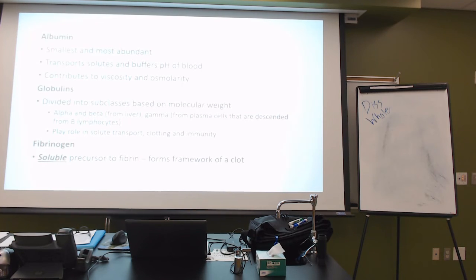Albumins, like I said, are the protein that are in the highest amount. They are small, not very large. They're very important because they are in such a high number. One of the things that they will affect is the osmolarity, meaning the water balance, the movement of that water, which would then affect viscosity. Because the more water in the blood, the easier it flows.